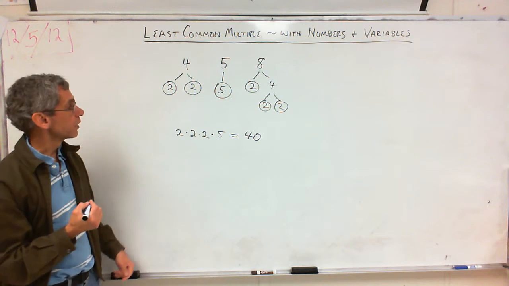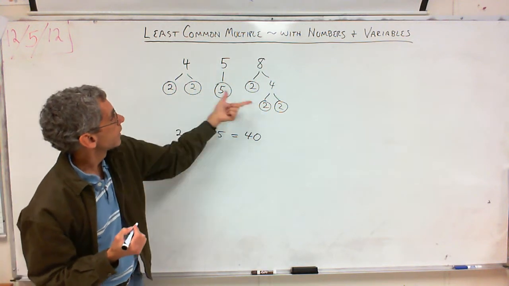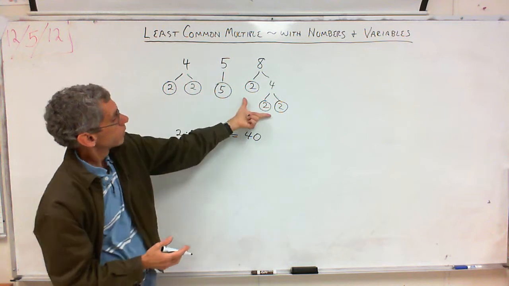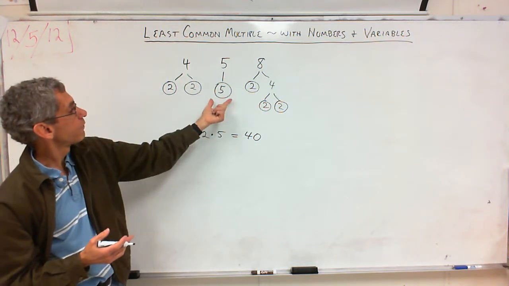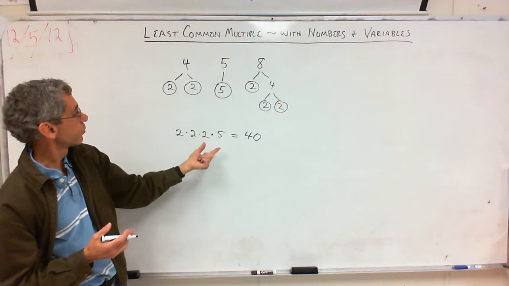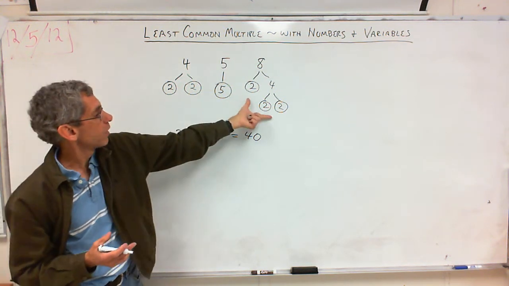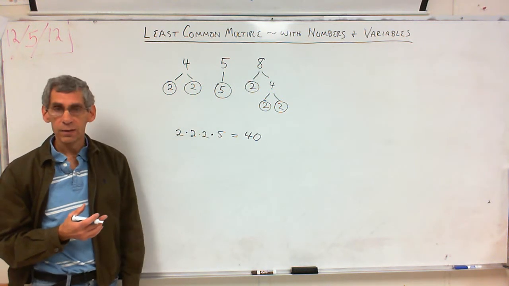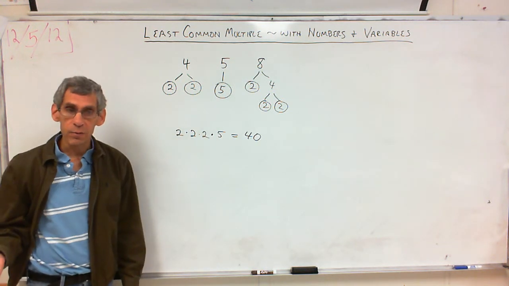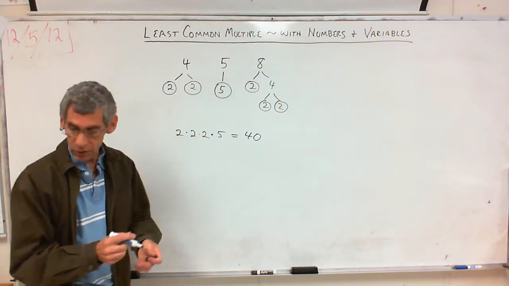Least common multiple is 40. I had to take the largest number of 2's in any given one number. And that was 3 2's. So 2 2 2. And then largest number of 5's. There's only one of them that has a 5, so I put that 5 there. And that one has 2's, but we already took care of the 2's over here. So 2 times 2 times 2 times 5 equals 40. That's your least common multiple. Okay? Now, let's try a couple more.